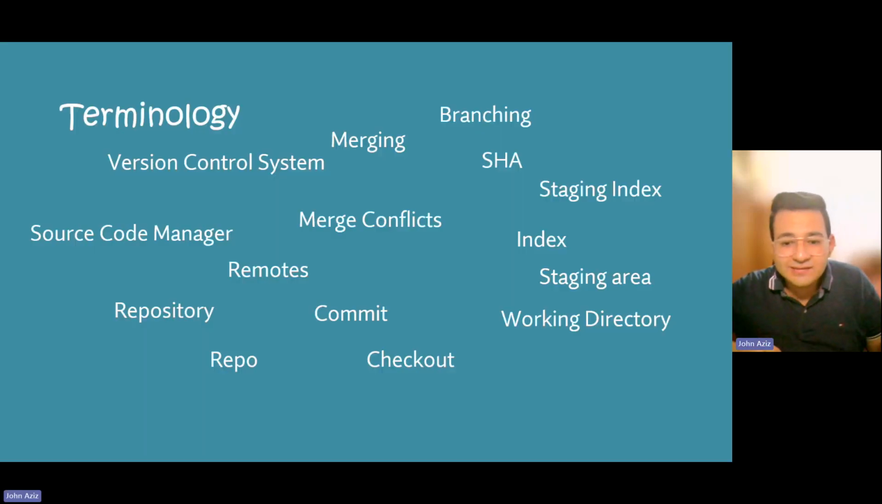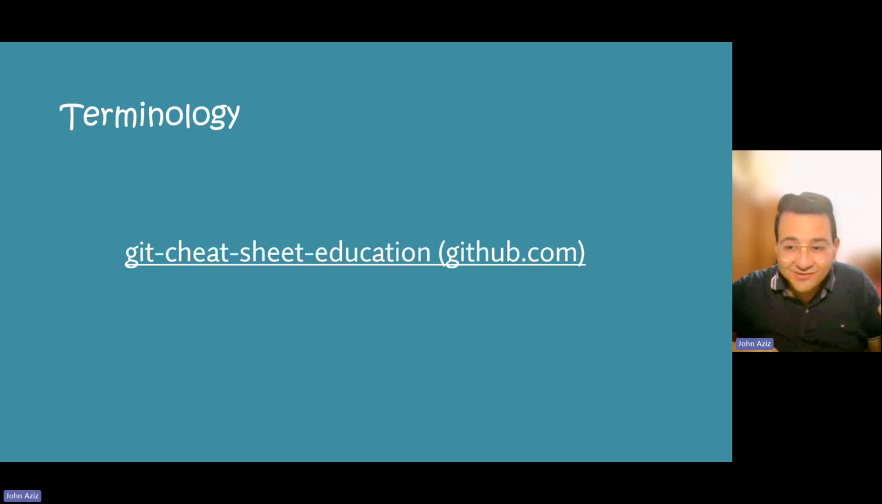Moving to the next slide, there are lots of terminologies out there that we might hear about when we start to learn about Git and GitHub, like version control systems, merging, branching, source code manager, repositories, repo, staging area, index, staging index, working directory, remote, merge conflicts, checkout, commit, SHA, and it's a lot.